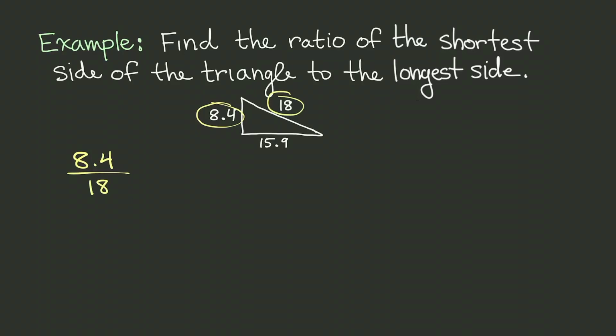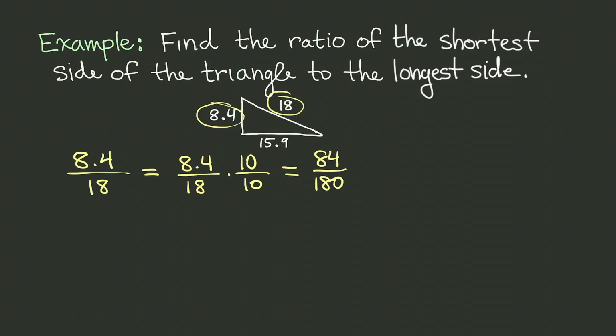Now I don't like this mix of fractions and decimals, and I can get rid of that by multiplying top and bottom of this fraction by 10. So I have 8.4 over 18, and I'm going to multiply top and bottom by 10, and this is going to move the decimal place to the right by 1 on each of those. So 8.4 times 10 is going to be 84, and then 18 times 10 is going to be 180.